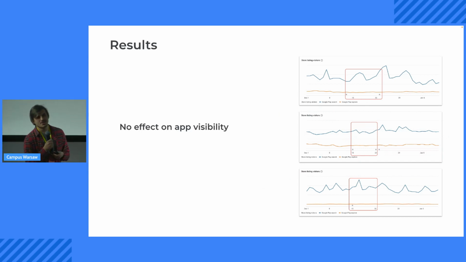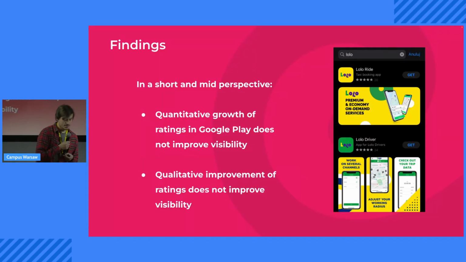Let's check. Do you see any changes? There is a slow growth, but this is seasonality. This is December 24, 23, December 31. There is no direct impact of the qualitative or quantitative change in ratings on the visibility of the Android application. So in the short and mid perspective, we see no direct impact of those things on the visibility and conversion rate.